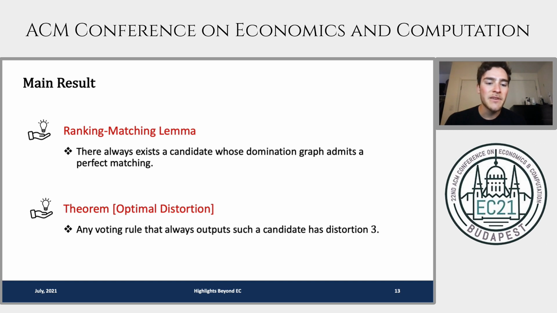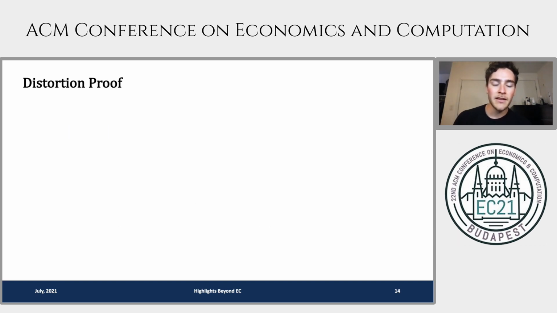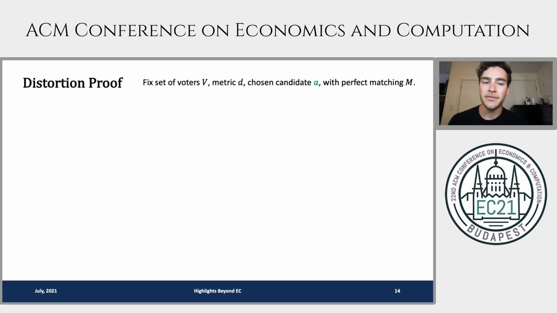But let me, for now, just show you how easy this second proof is, just using the power of the ranking matching lemma. So the proof goes like this. Let's just fix our voters V, our metric D, and then this chosen candidate A that has a perfect matching. All right, so that's just some notation. And what do we want to show? Well, what does it mean for the candidate to have distortion 3? It means that if you pick any other candidate B, the social cost of A is no more than 3 times the social cost of B. So this is what we want to show.